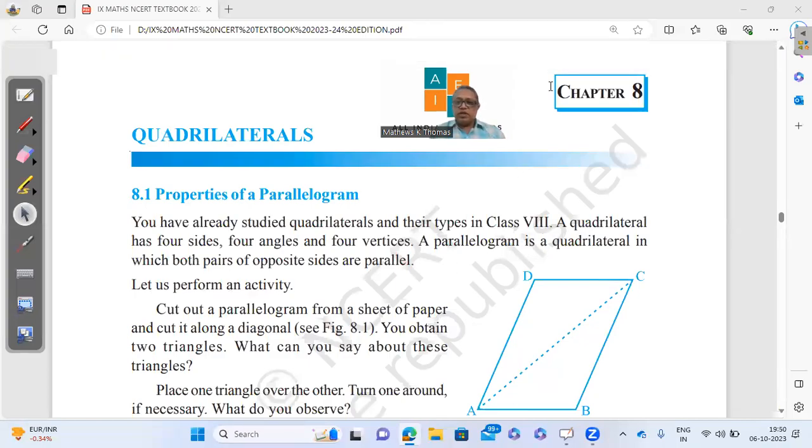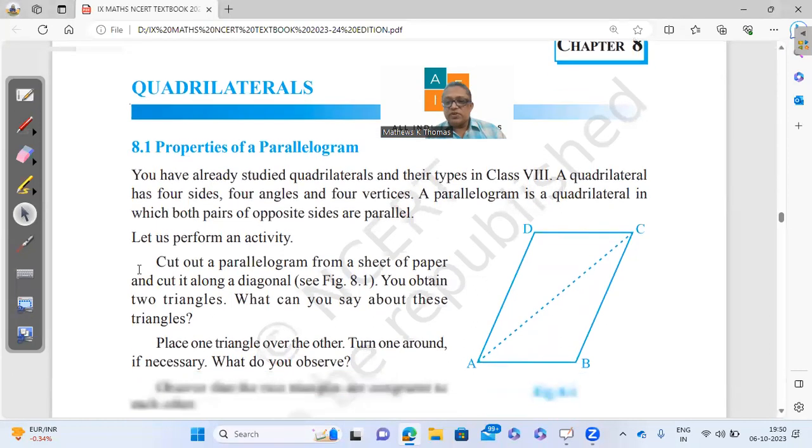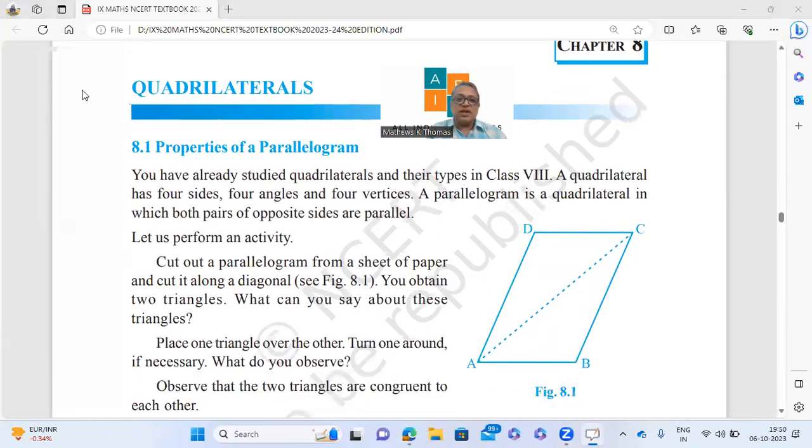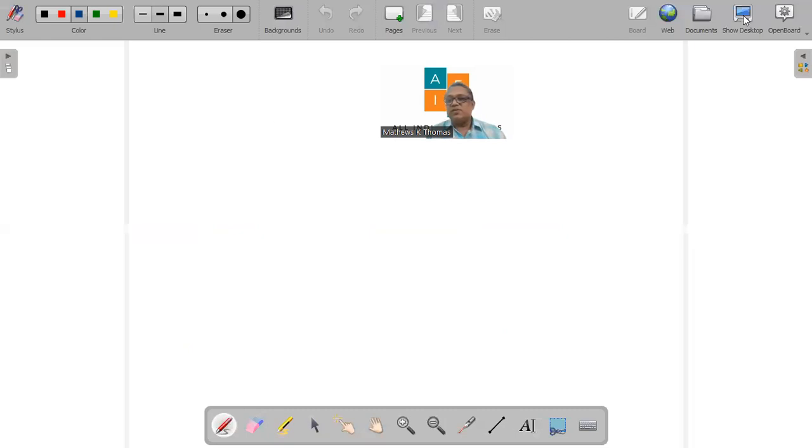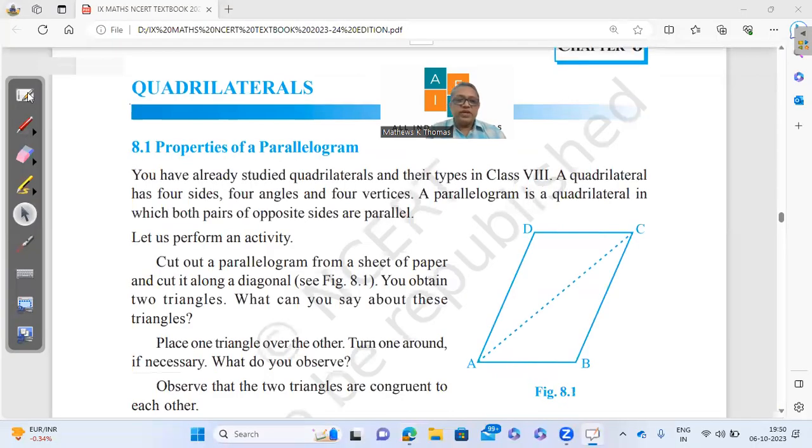So today we'll be starting quadrilaterals, that is chapter number 8. And you are already aware what quadrilaterals are. Quadrilaterals are four-sided figures. The sum of angles of a quadrilateral will be 360 because a quadrilateral is made up of four sides. It has four angles as well.